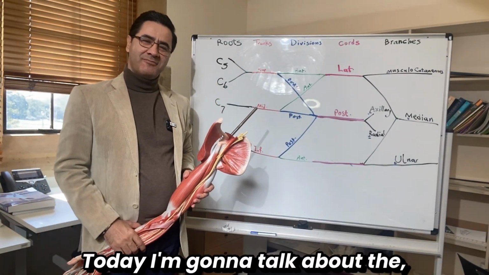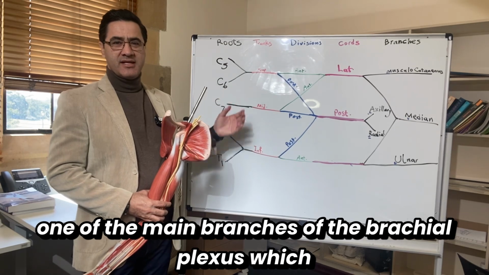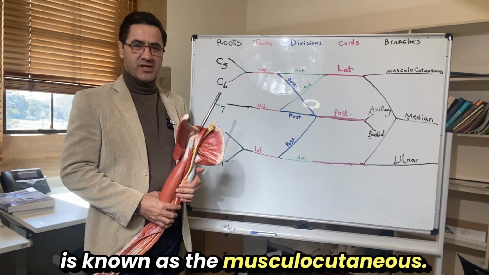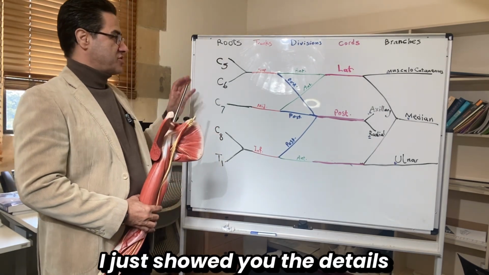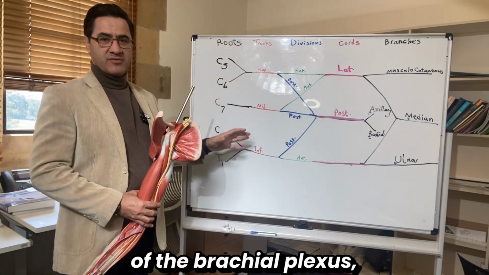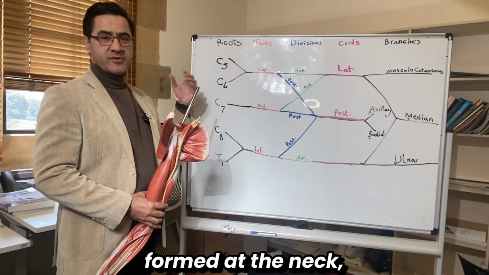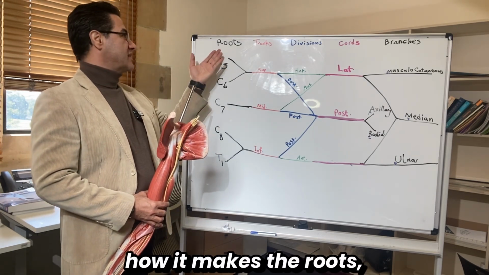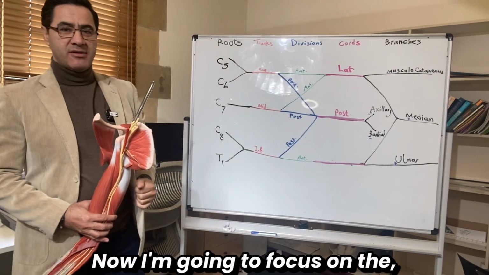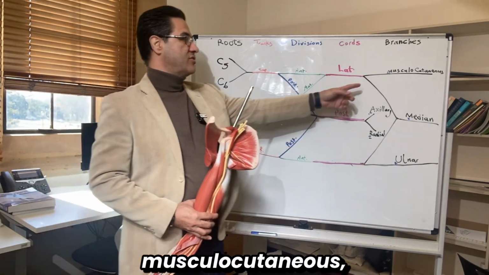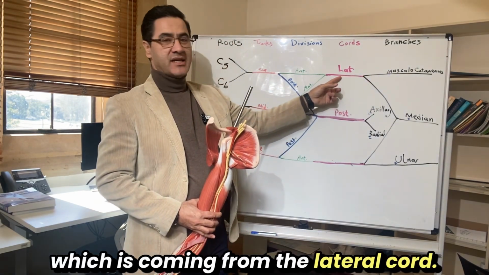Hi guys, today I'm going to talk about one of the main branches of the brachial plexus, which is known as the musculocutaneous. If you watch my previous videos, I showed you the details of the brachial plexus, how it forms at the neck, and how it makes the roots, trunks, divisions, cords and branches. Now I'm going to focus on the musculocutaneous, the most lateral branch, which is coming from the lateral cord.